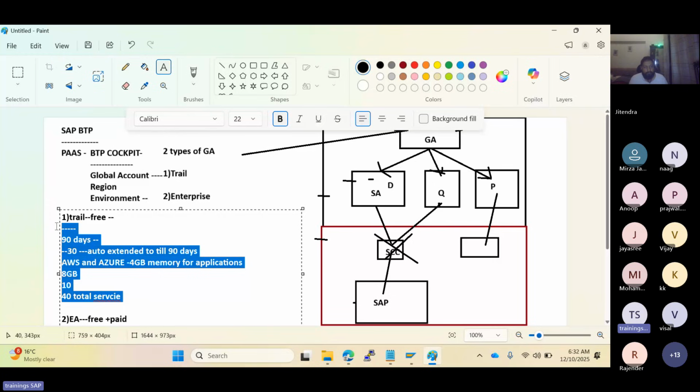So for the global account, we have two types here. In this we will use this one here, right? There is no licensing model for the global account. There is no cost model, no licensing model. There is nothing here in the global account, right?